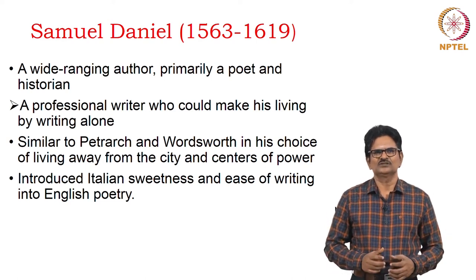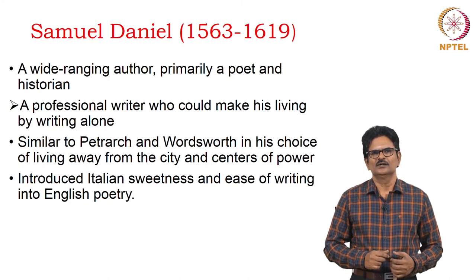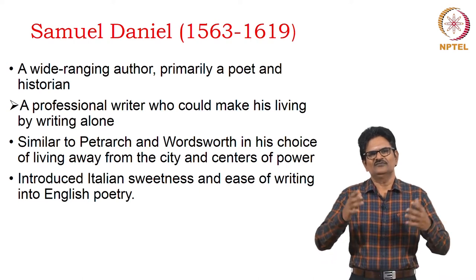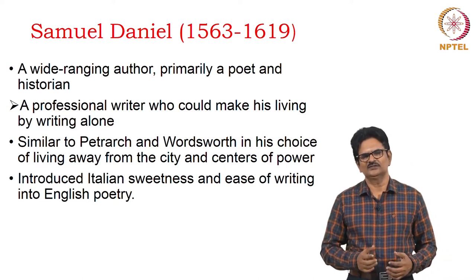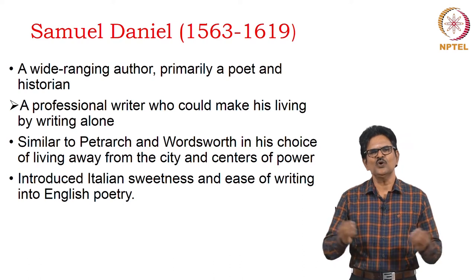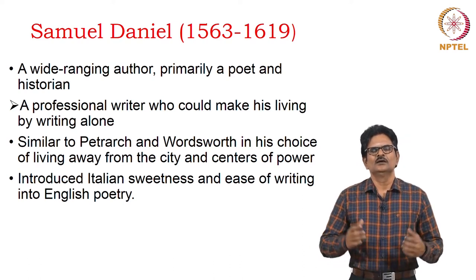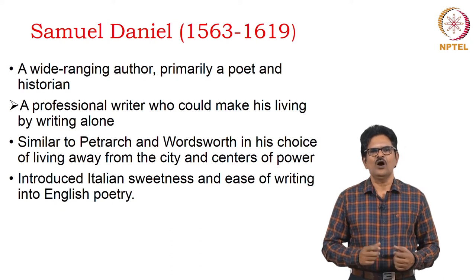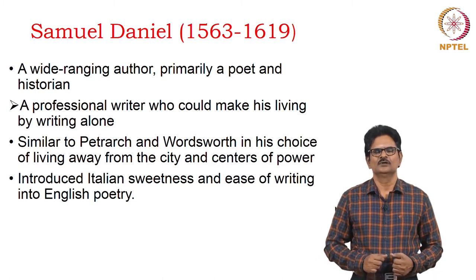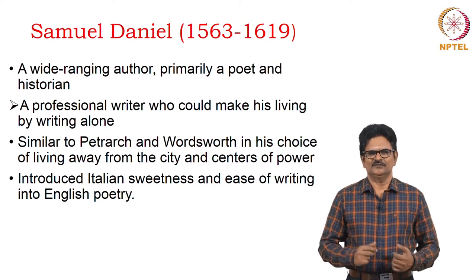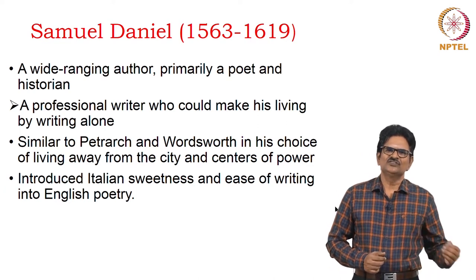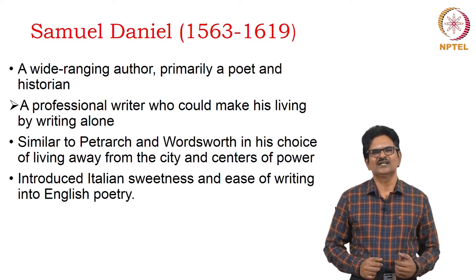Samuel Daniel wrote Petrarchan sonnets. His sonnets and the sonnets of Wordsworth, and even the way of life of Petrarch and Wordsworth, are similar to Samuel Daniel in the sense that these writers chose to live away from the city life, or they didn't like to have the presence of power centers. Daniel translated from Italian writings, and so he introduced the Italian sweetness and ease of writing into English poetry.